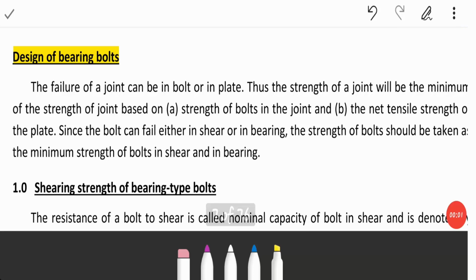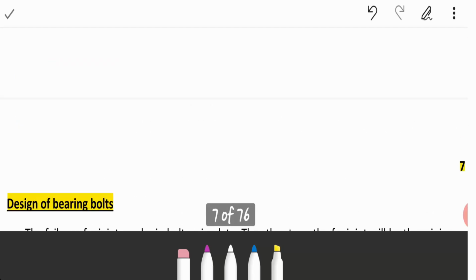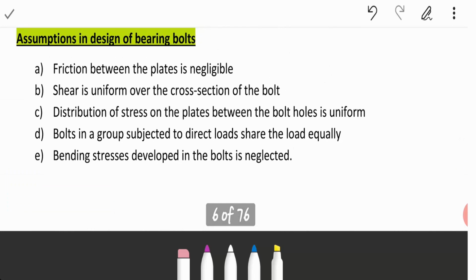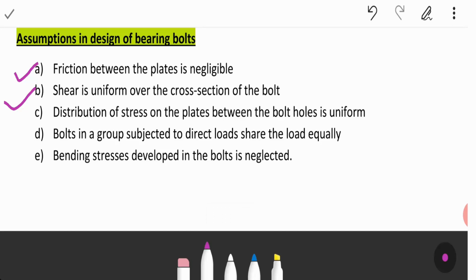Hello dear student, today I will discuss the design of bearing bolts. Before discussing it, I will discuss the assumptions of the design. There are many assumptions we'll consider. First, friction between the plates is negligible. Second, shear is uniform over the cross section of the bolt.